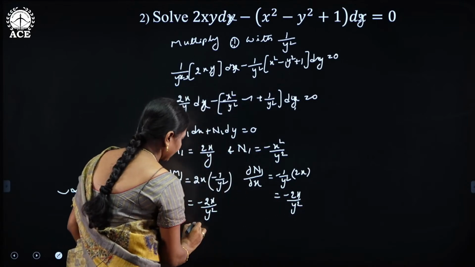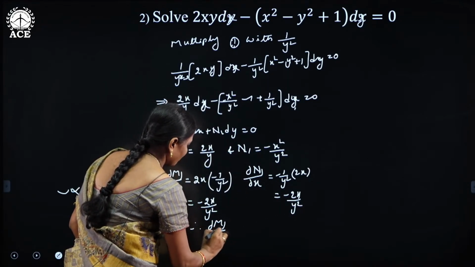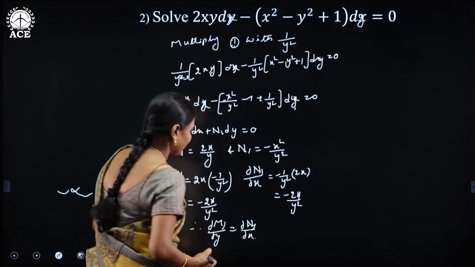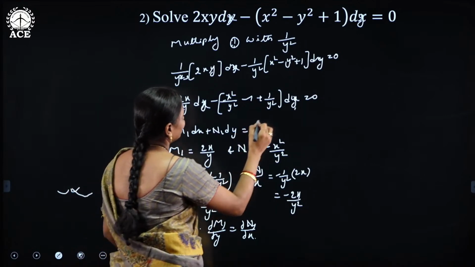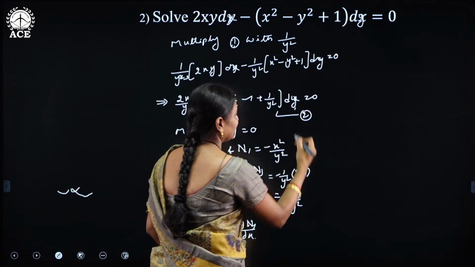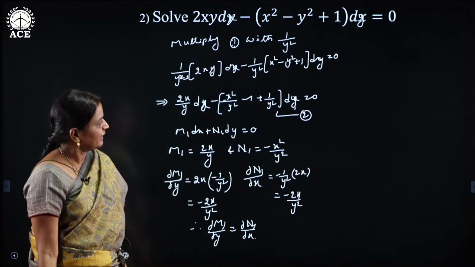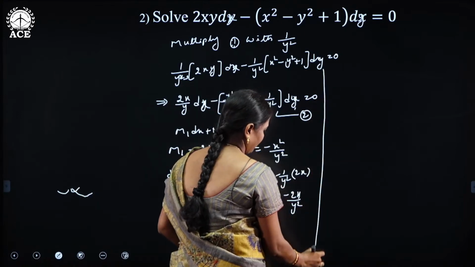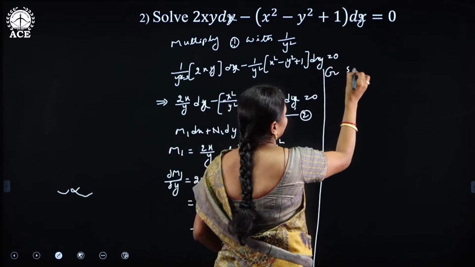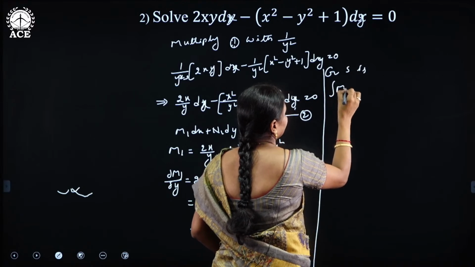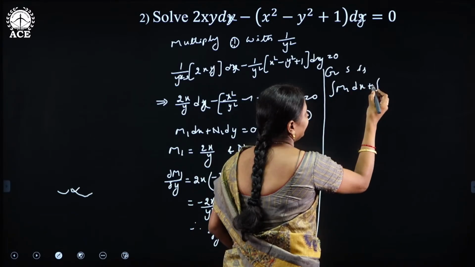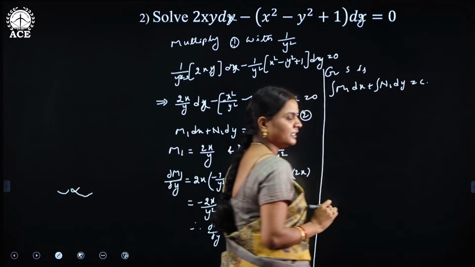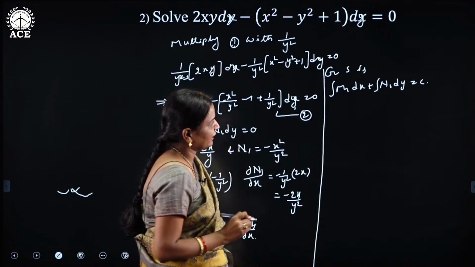So from these two conditions we say that dou m1 by dou y is equal to dou n1 by dou x. When dou m1 by dou y is equal to dou n1 by dou x, this new differential equation is an exact differential equation. When it is an exact differential equation, how to write the general solution? The general solution is integral m1 dx plus integral of the terms of n1 free from x into dy is equal to c.